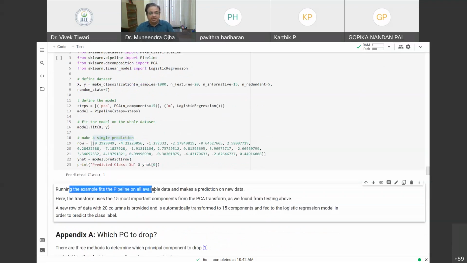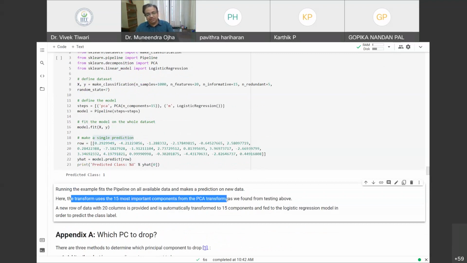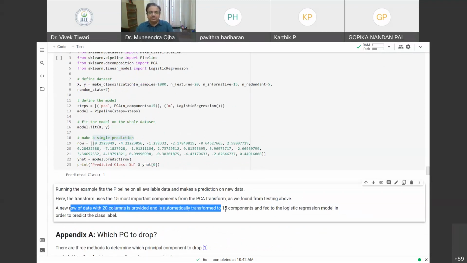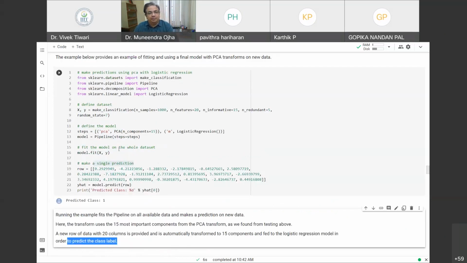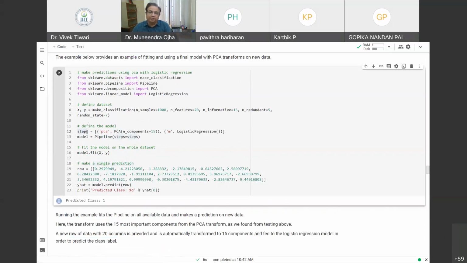Running the example fits the pipeline on all available data and makes a prediction on new data. Here the transform uses the 15 most important components from the PCA transform, as we found from testing above. The new row of data with 20 columns is provided and is automatically transformed to 15 components and fed to the logistic regression model in order to predict the class label. What is happening over here is that while creating the logistic regression model, we had created this pipeline, and this pipeline involved the steps that first PCA will be performed and then logistic regression will be performed.